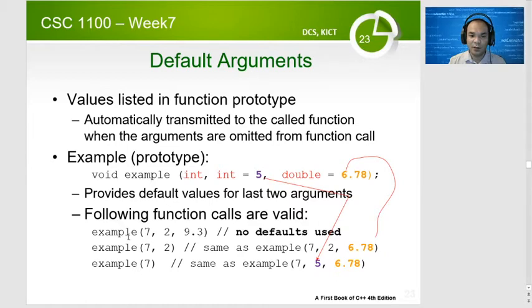For example, if you have a function called example with default values for the second and third parameters, you can call the function with all three parameters, or you can use just two parameters, where you use the first and second parameters, changing the integer value here to number 2, but the double value remains at 6.78 as the default value. Or you can call example(7), which will use just the first argument.